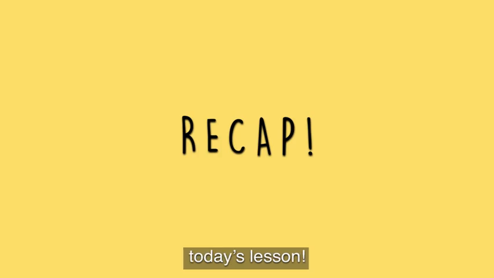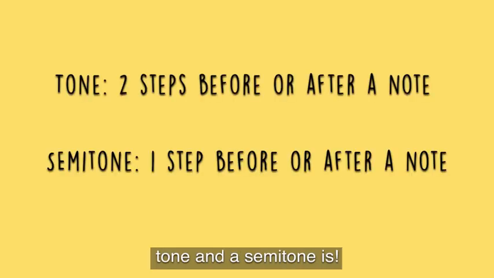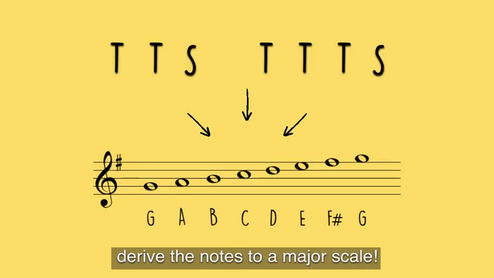And before we end off, here's a recap on today's lesson. Firstly, we learned how to use the keyboard diagram. Next, we also learned what a tone and a semitone is. And lastly, we covered the scale formula which helps you derive the notes to a major scale.